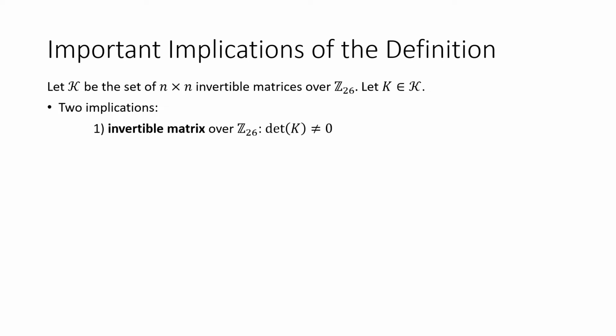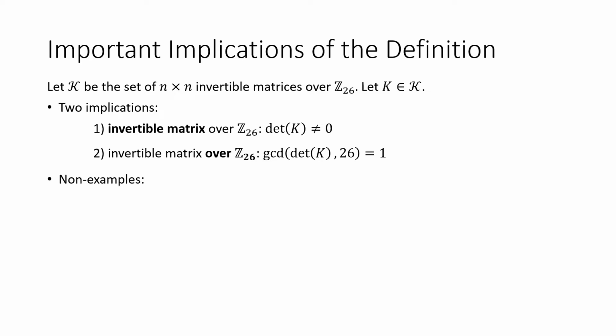The second component that may not be that obvious is that we are interested in invertible matrices over Z26. What that means is that not only should the determinant not be equal to 0, but also the GCD of the determinant and 26 must be equal to 1. In other words, the determinant of this matrix K should not have any factor of 2 or 13 in its prime factorization, because they would share a prime factor with 26.